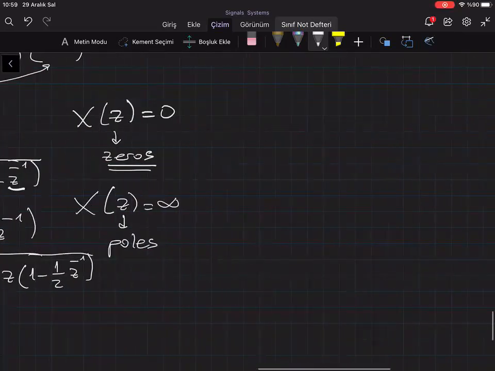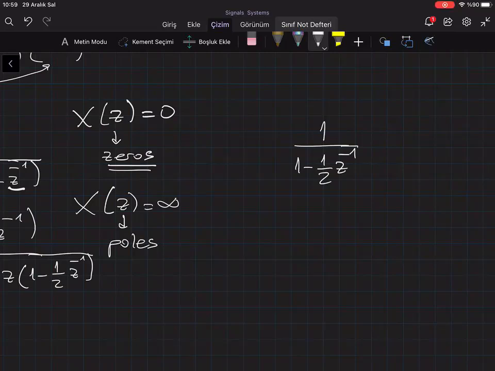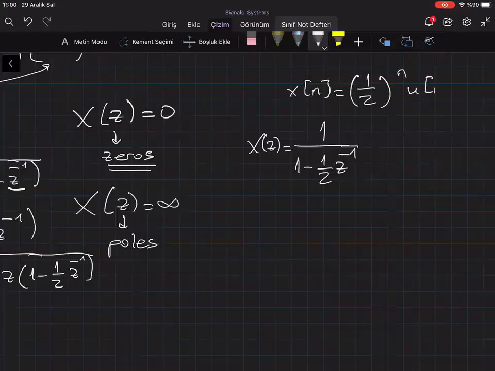Friends, let me start from an easy thing, like 1 over 1 minus 1 over 2 z to the power minus 1. How do I find the pole and zero? Can you tell me what x of n is, if I know that this is my x of z? Can you immediately tell me what x of n is? 1 over 2 to the power n u of n, right? Yes.